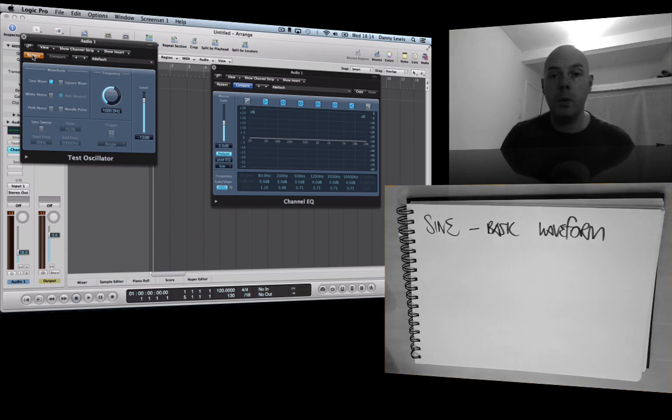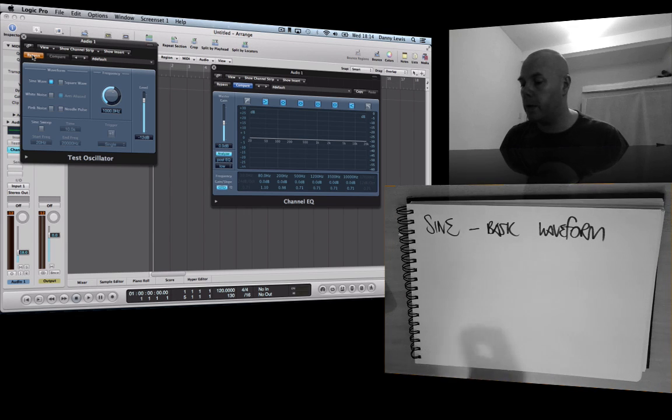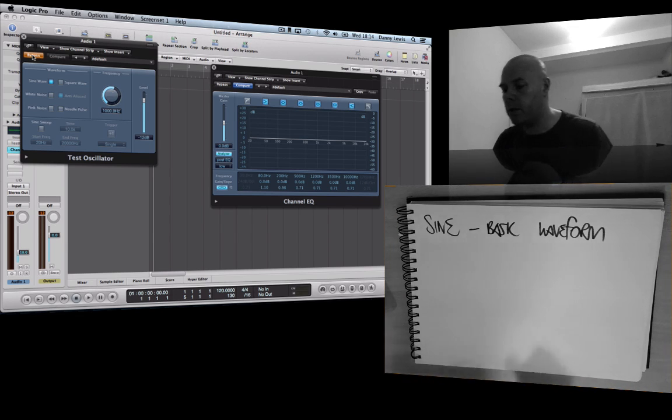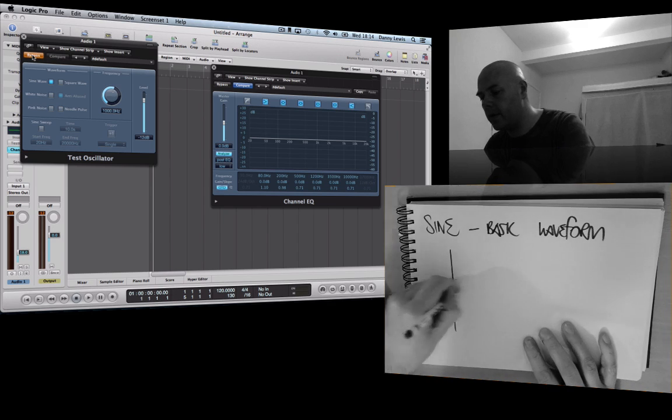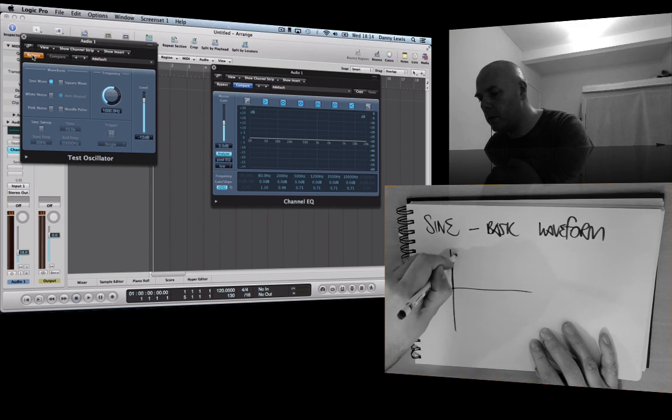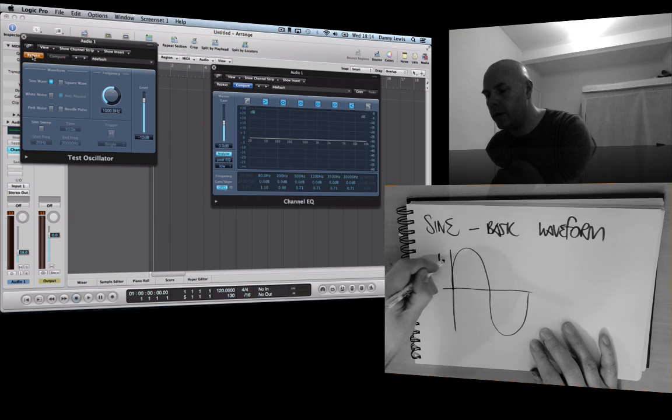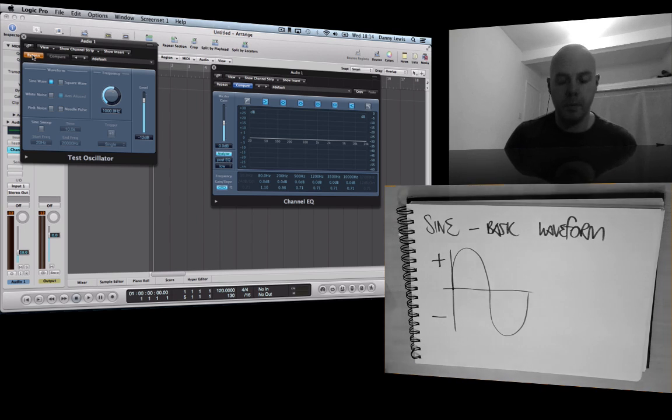So this is really simple. It's a great one for sub bass and real subtle sounds. And this is the way it looks. If I was to draw it, it's like this. So we've got smooth, plus and minus. Real simple sound. I'm going to generate a sine wave for you now.